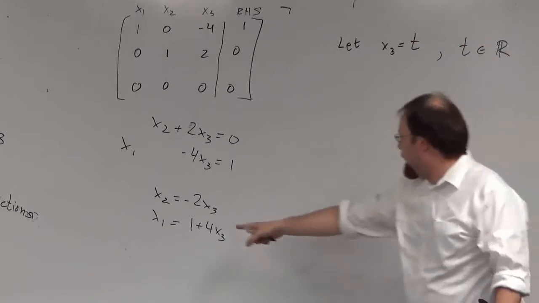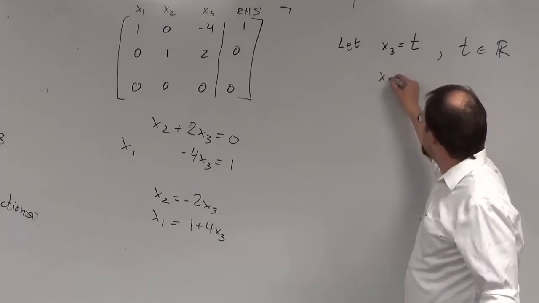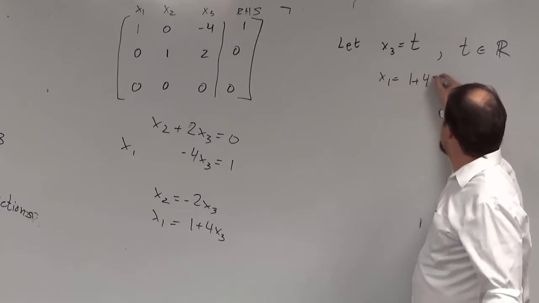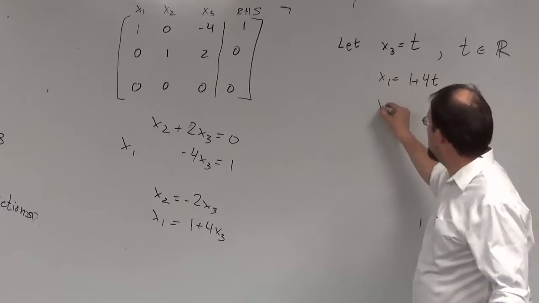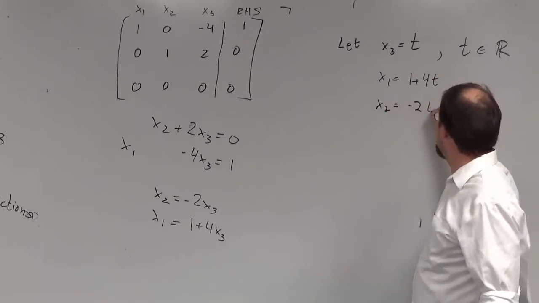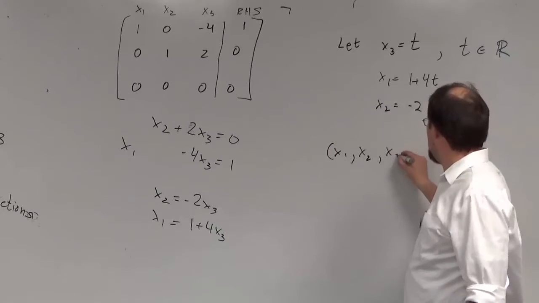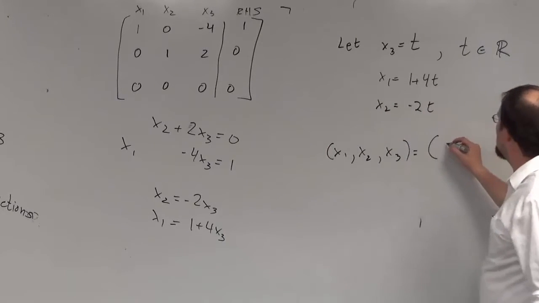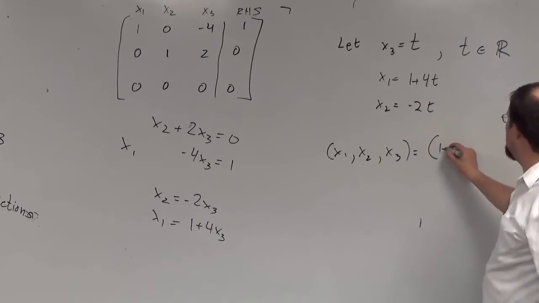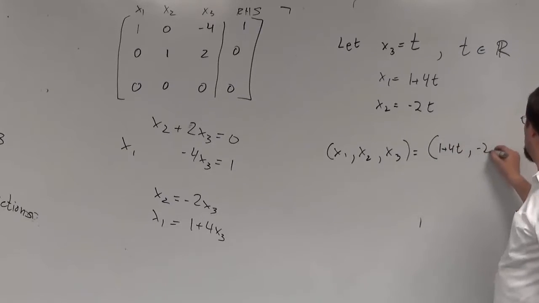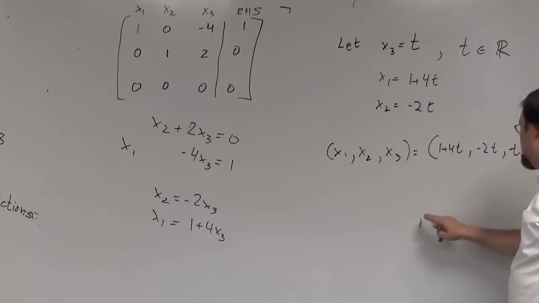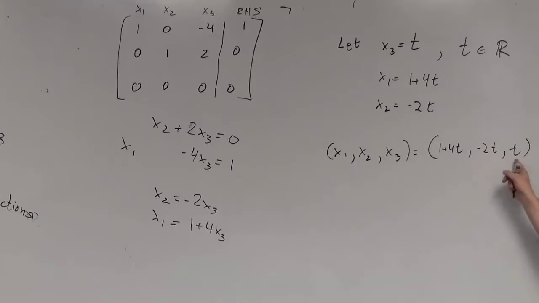And then we see that x1 is completely defined. Replace x3 with t, and x2 is negative 2t. So all your solutions have this form. You get 1 plus 4t, negative 2t and t. Since there are infinitely many real numbers, we have infinitely many solutions.